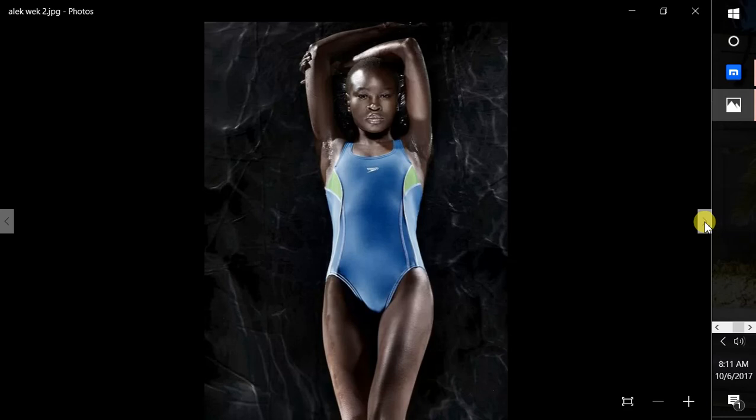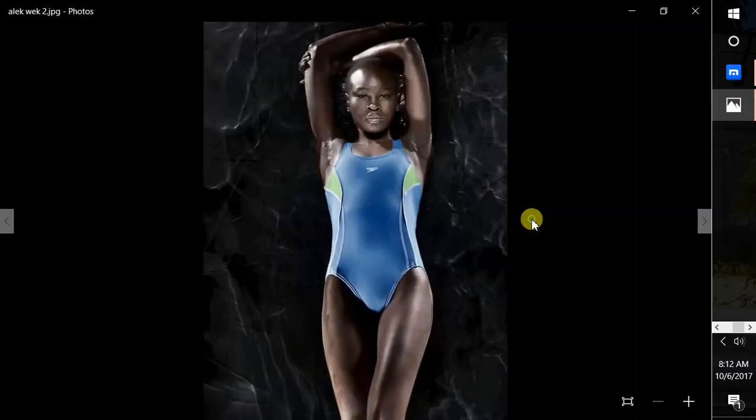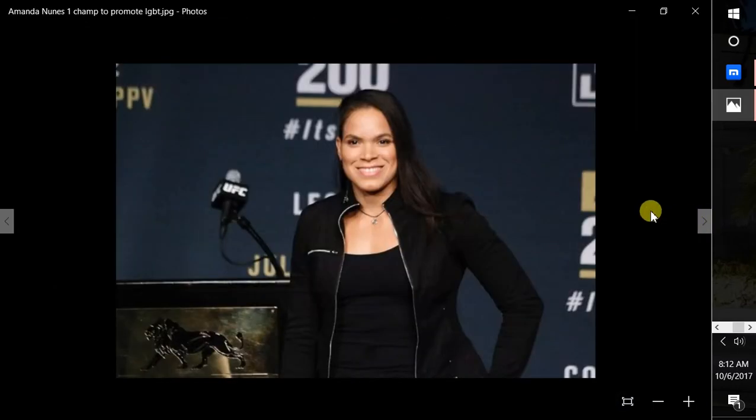Alec Weck. That's another picture just to show you that she has an arch in her back. Her hips are below her crotch, and that's where the Q angle starts, because Alec Weck is a woman, not a transgender. Okay. Here is Amanda Nunes.